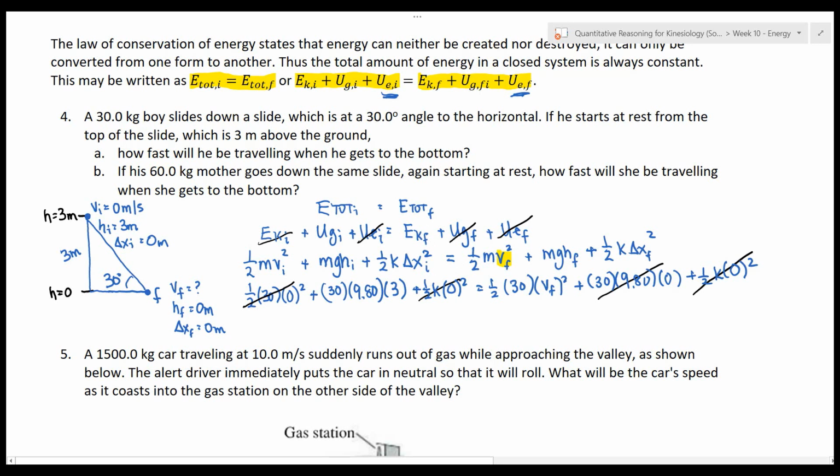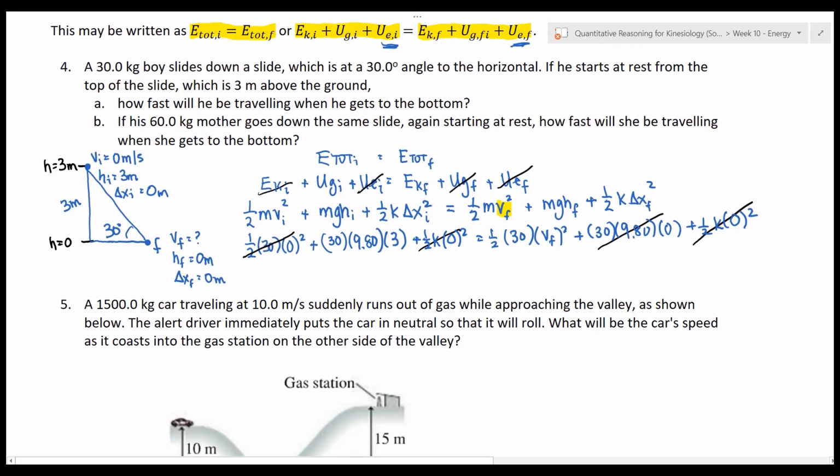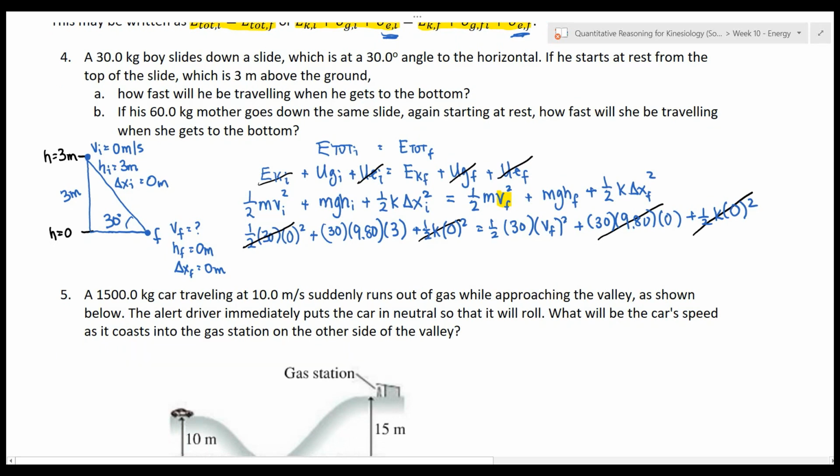All I have to do for EK is if I know the velocity is 0, then the EK is 0. For UG, if I know the height is 0, then I know the UG is 0. And for UE, if I know that there is no stretch or compression in a spring, and in this case there's no spring at all, then UE is 0, so I could just cancel it right out without having to sub in any numbers. Makes life a little bit easier. So now I'm left with this line here that says 30 times 9.80 times 3 equals 1/2 times 30 times V final squared. And now all I have to do is really just solve for the V final.